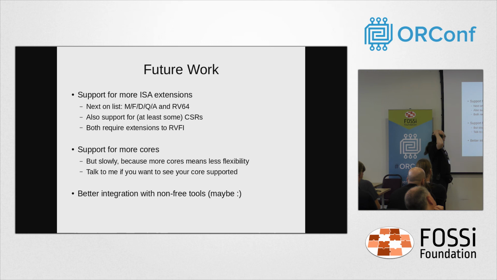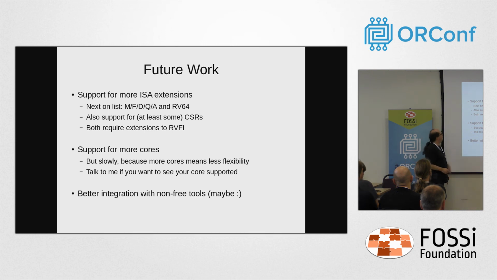So, future work for this: I would like to support more ISA extensions. The next ones are the floating point stuff, multiply, and 64-bit. Also, I would like to support CSRs. Both require extensions to this interface, but there are already RFCs for how I would like to do that. I would like to support more cores, but slowly, not everything at once, because the more cores I have in there, the harder it will be for me to change any of the interfaces.